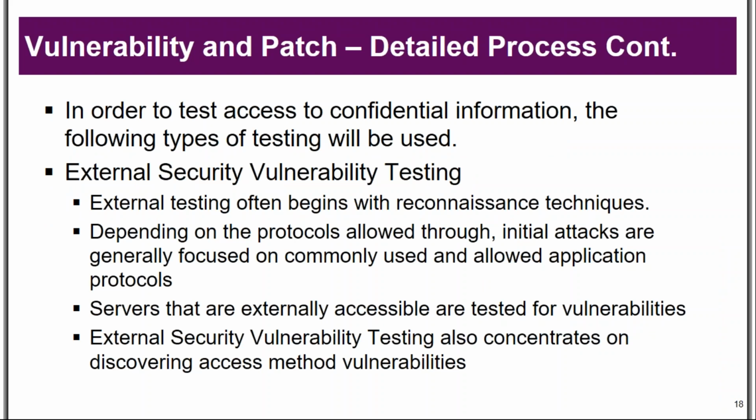Now, in order to test access to our confidential information, the following types of testing are going to be used. These are some recommendations. Again, it's not the be-all and end-all, but first, external security vulnerability testing. That testing is going to begin with reconnaissance techniques that search through public registration data, domain name service information, system service information, newsgroup postings and all those types of things to try to help us identify vulnerabilities that might be present on our system. Remember, a vulnerability is something that can potentially be done to your system. It becomes a threat once people start trying to exploit it. So right now we're just trying to gather information.